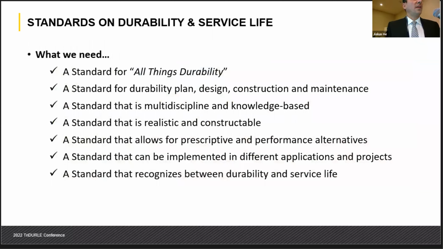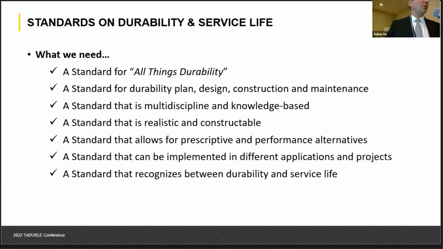So what are the things that you're hearing from me, and where do you believe the standards need to go? Well, from a durability and service perspective, we need a standard that has all things durability. Try to cover all the areas of durability, right? Try to make sure that we have standards for planning, designing, construction, and maintaining those structures that you're going to build, right? Multidiscipline and knowledge base. Consensus needs to be multidiscipline and knowledge based.